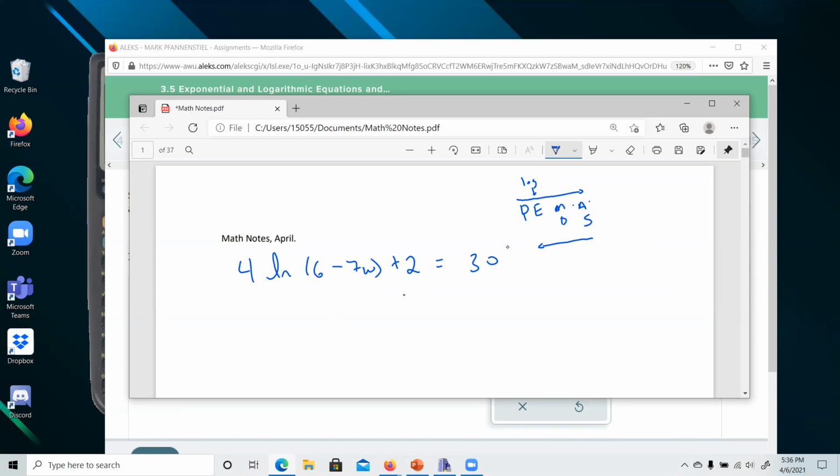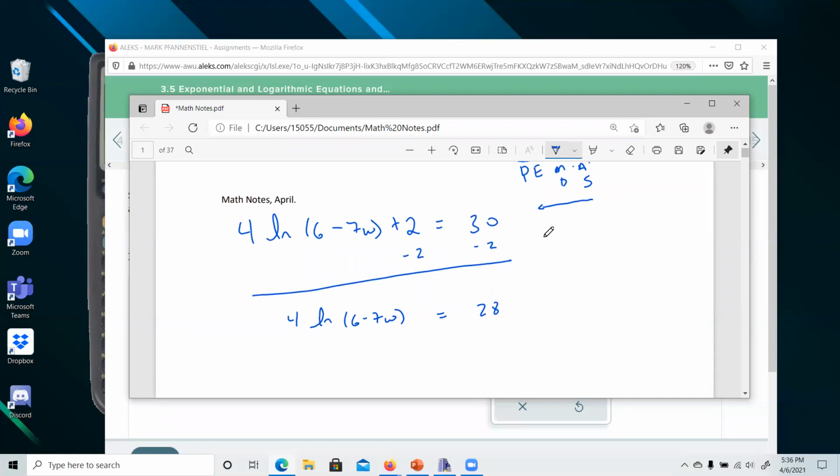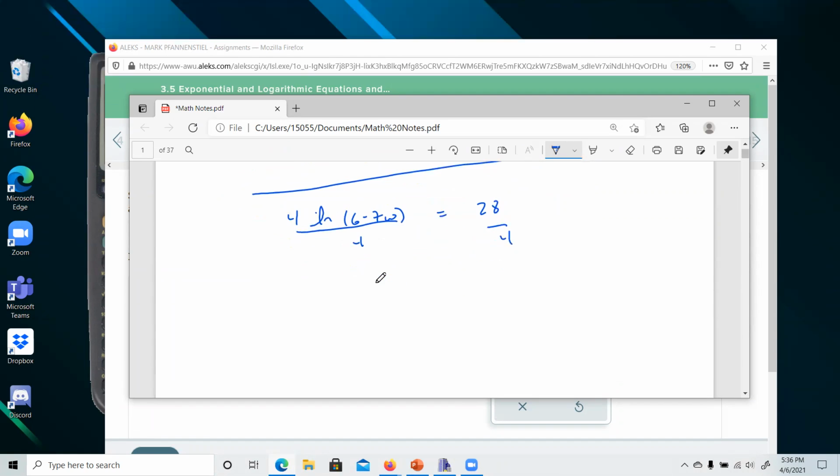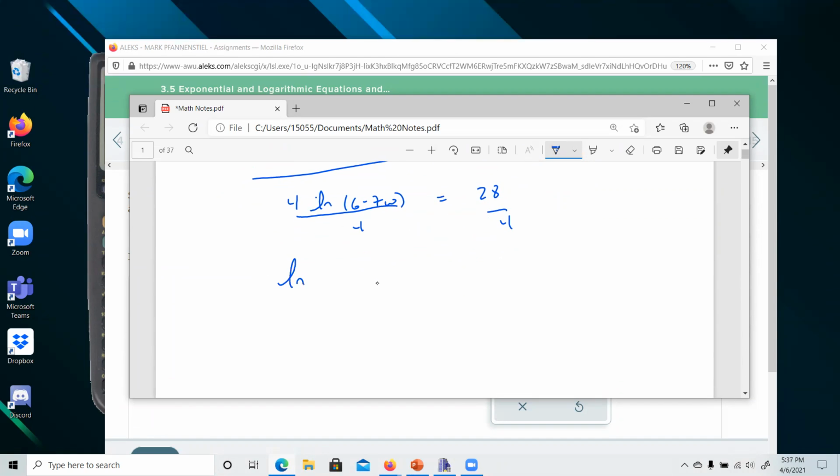So the first thing we have to do is get rid of that arithmetic. So we have 4 natural log of 6 minus 7w is equal to 28. Then as we move up our process, we're now in the multiplication division set. So we're going to divide both sides by 4 to get rid of this 4 out front. So we have natural log of 6 minus 7w is equal to 28 over 4. That should be 7.